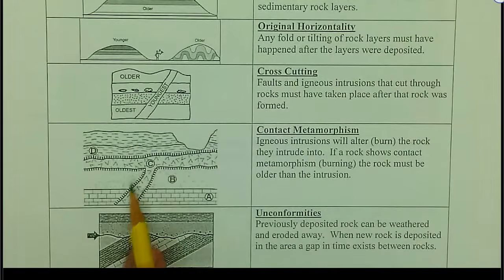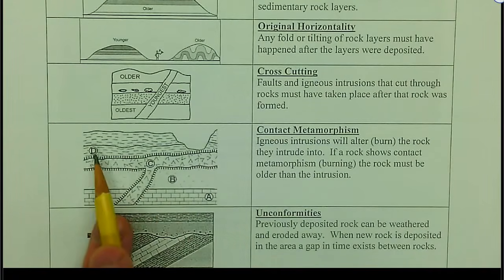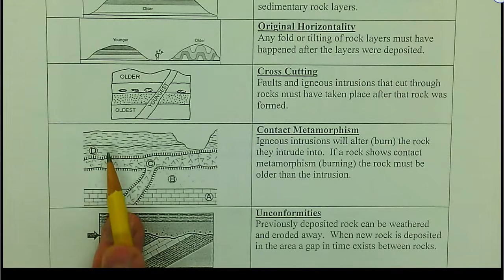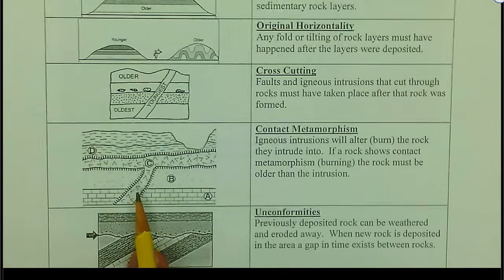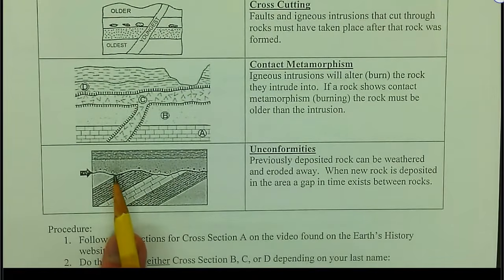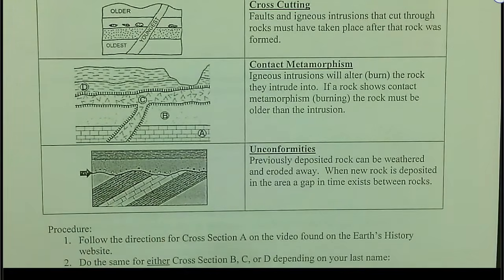We talked about contact metamorphism. When lava or magma touches a rock, it's going to create a zone of contact metamorphism. We usually show that with these little tick marks. The rock has to be there in order to get burnt or have contact metamorphism. So anytime we see contact metamorphism, the rock that has it must be older than the igneous intrusion that caused it. And then finally, we talked about unconformities, how rock can be weathered and eroded away, creating a gap in time in the rock record.